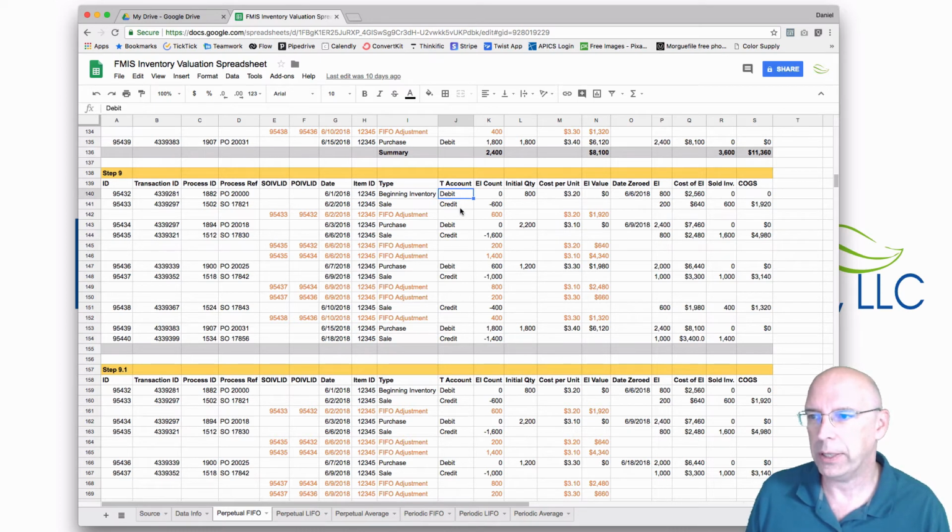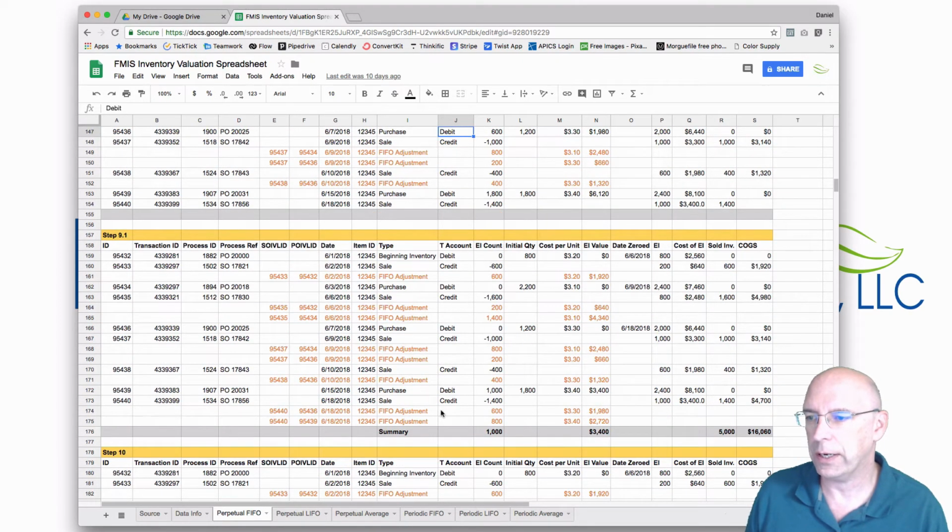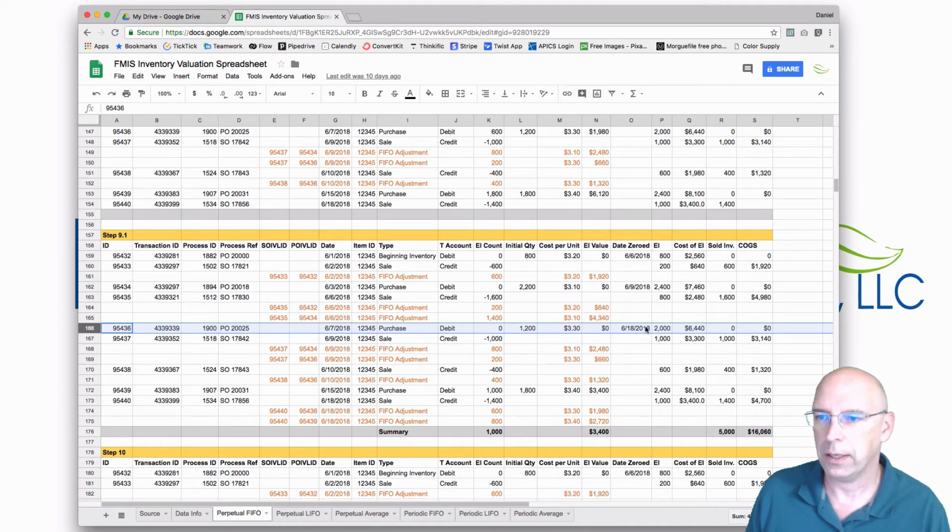We can't pull from beginning inventory. We can't pull from that purchase, but we can pull from this purchase. We still have 600 units there. So let's go down, and that's exactly what happens here. Here's our line here. So we had 600 units. We're going to zero that out, and we'll put a date flag in there.